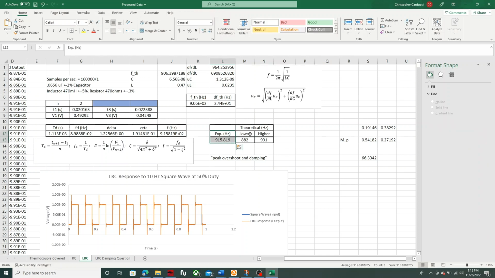Here is your value. Here is your lower and upper values. Something important to remember here is the significant figures. So the farthest one out was 470 millihenries plus or minus 5%. So that's actually pretty huge. Then you have a resistor value of 470 ohms.